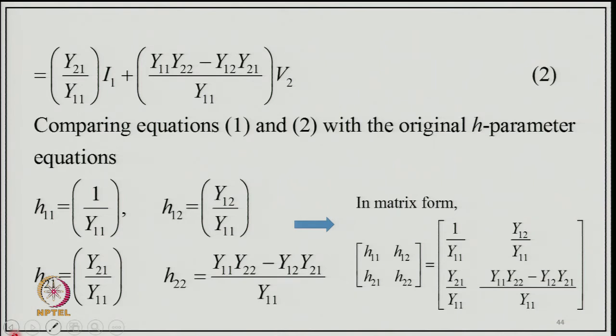Y21 upon Y11 into I1 plus Y11 Y22 minus Y12 Y21 divided by Y11 into V2. Comparing these two equations, we can get H parameters in terms of Y parameters: H11 equal to 1 upon Y11, H12 equal to Y12 upon Y11, H21 equal to Y21 upon Y11, and H22 equal to Y11 Y22 minus Y12 Y21 divided by Y11. In matrix form, the hybrid parameters in terms of admittance parameters are H11 H12 H21 H22 equal to 1 upon Y11, Y12 upon Y11, Y21 divided by Y11, and Y11 Y22 minus Y12 Y21 divided by Y11.